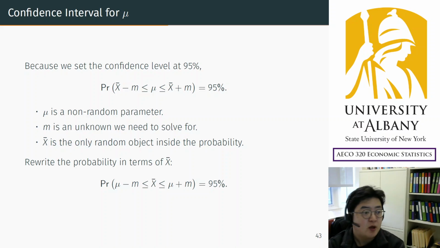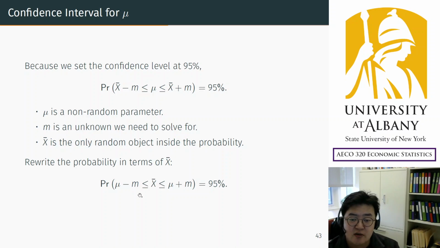Okay, in this video, we are going to derive the margin of error, when this equality is given. Remember, the confidence level we chose was 95%, and that means the interval must contain the true parameter with 95% probability. We rewrite the inside of the probability in this way because the probability comes from the randomness in x bar, and we know the distribution of x bar is approximately normal.